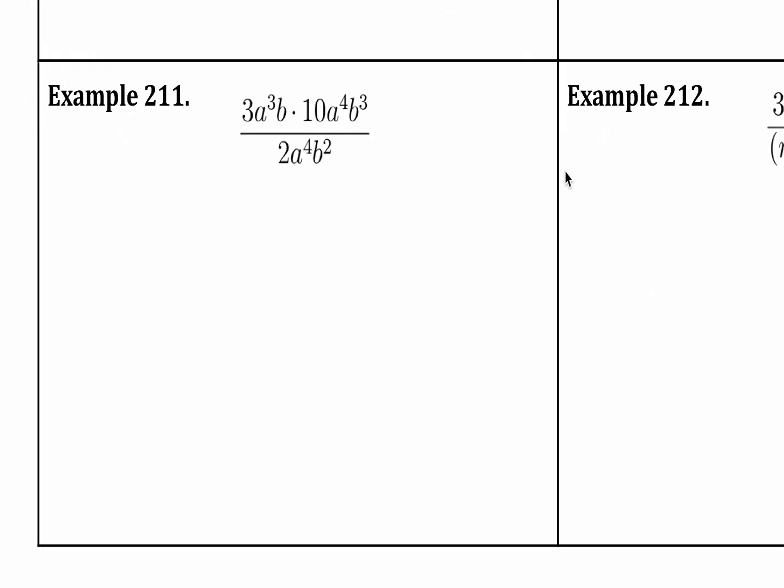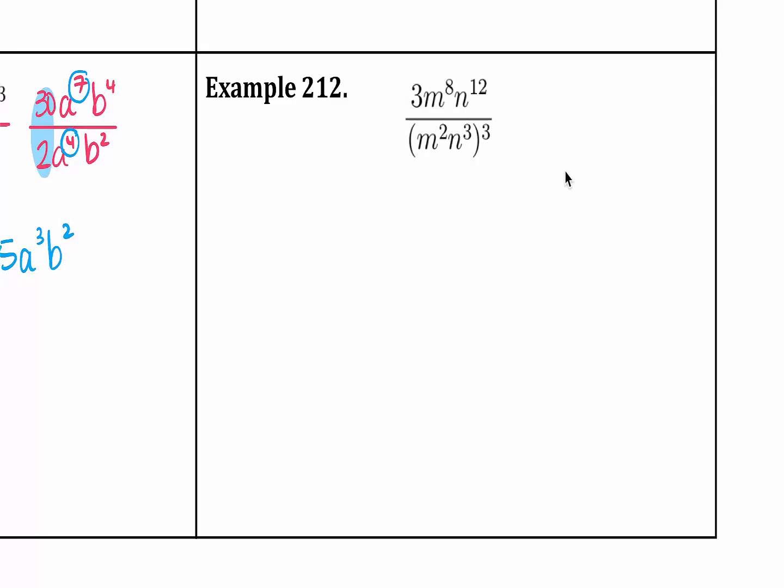Okay, then here, if we look at what rules we have going on, we have product rule going on. We have quotient rule going on. So I'm going to simplify the top first. If we multiply our coefficients, we get 30. We should get a to the 3 plus 4 gives me 7. B to the 1 plus 3 gives me 4. And then on bottom, we still have 2a to the 4th, b squared. So if we use our quotient rule now, quotient rule says divide our coefficients. That's going to give me 15. And subtract our exponents. So we get a to the 3rd power, b to the 2nd power.